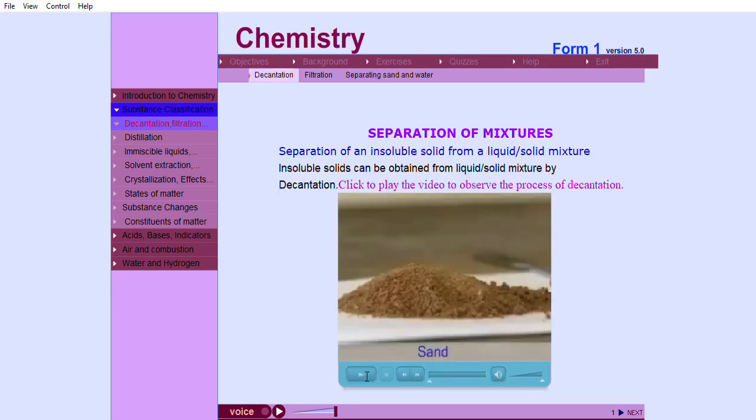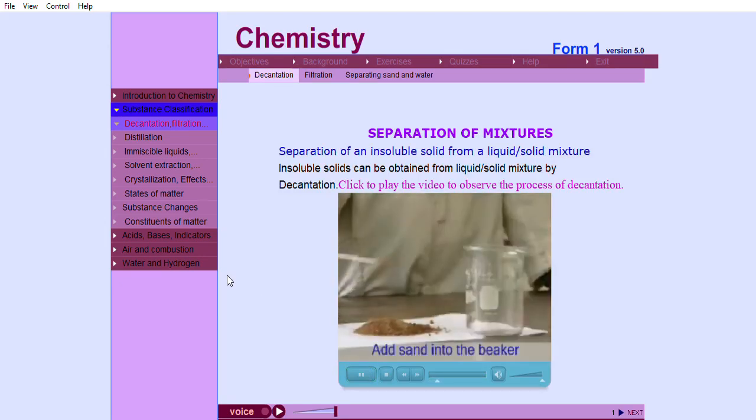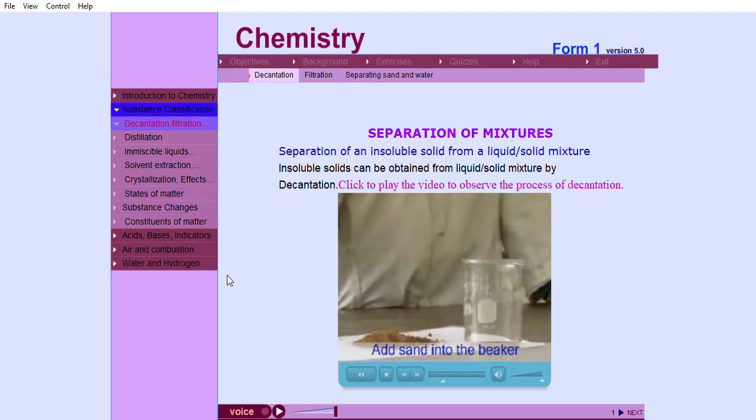Decantation is a method used to separate an insoluble solid from a liquid. Sand and water is mixed and allowed to settle. The water is separated from the sand by allowing it to flow into a clean beaker. The solid is left at the bottom of the beaker.